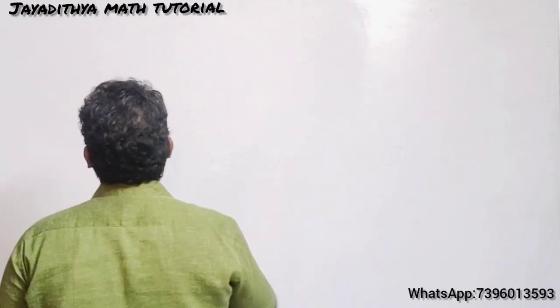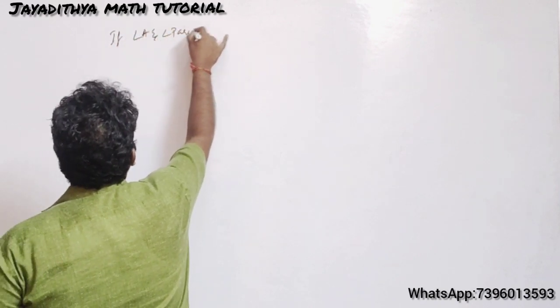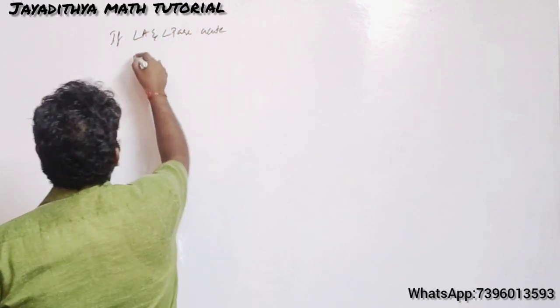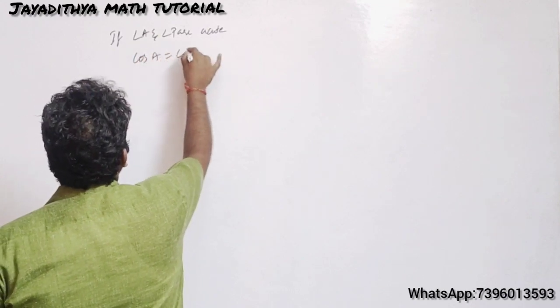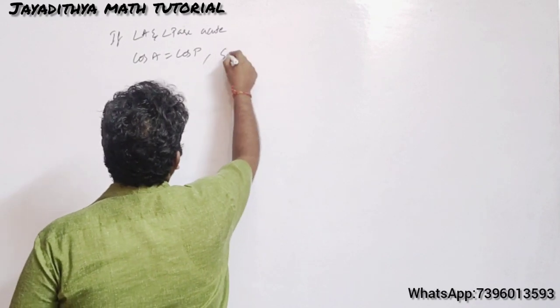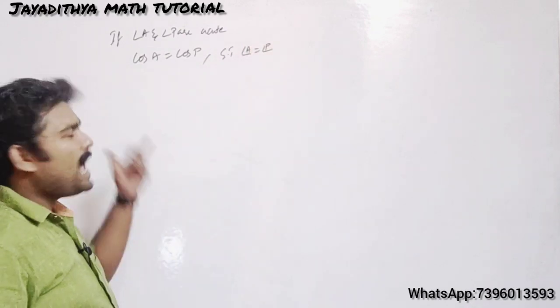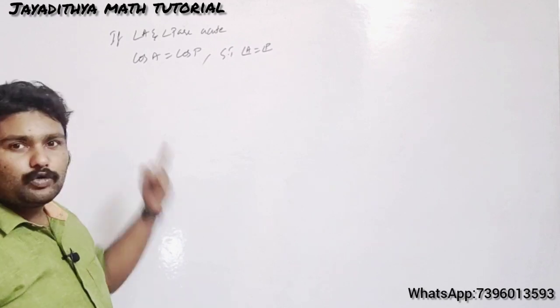So what is the question? Let us see here. If angle A and angle P are acute, and he is telling that cos A is equal to cos P, then what we need to show? Show that angle A is equal to angle P. Actually this is a very simple problem. So how to solve this one?